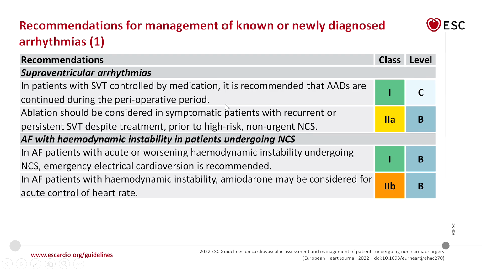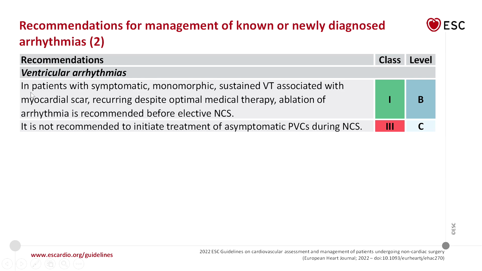Regarding arrhythmias also, we should continue the antiarrhythmic drug, and in a symptomatic patient with recurrent persistent SVT, ablation can also be considered. And if AF is there with hemodynamic instability, then emergency electrical cardioversion can be done, and amiodarone may be considered for acute control of heart rate in AF with hemodynamic instability. Ventricular arrhythmias: if the patient has symptomatic monomorphic sustained VT with myocardial scar and recurring despite optimal medical therapy, ablation is recommended before the elective NCS.